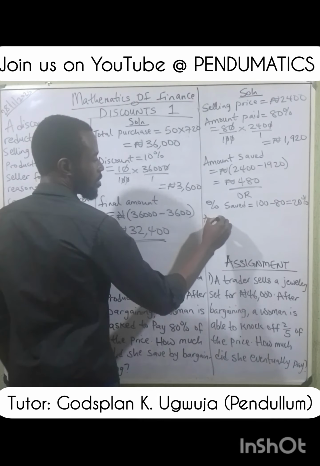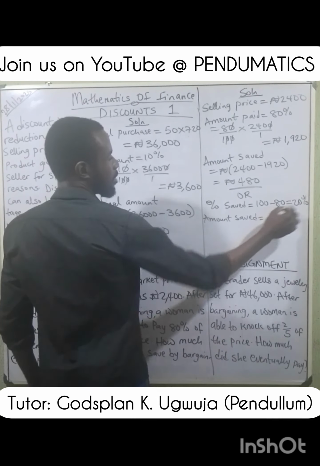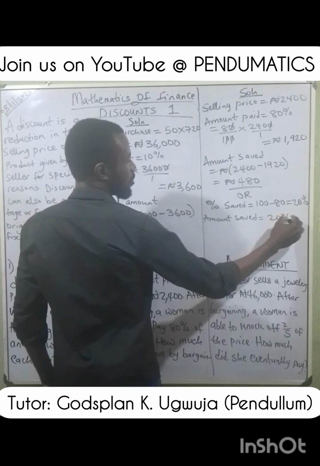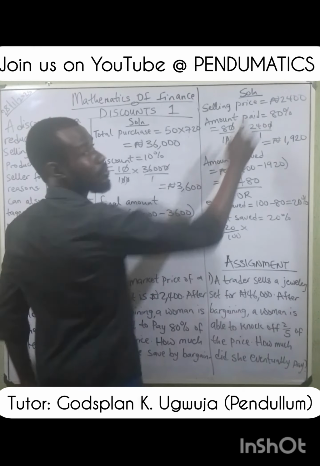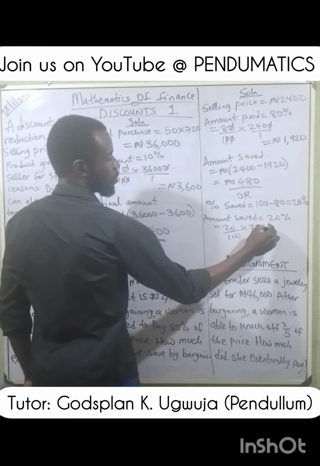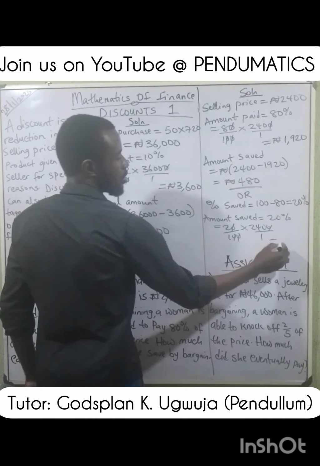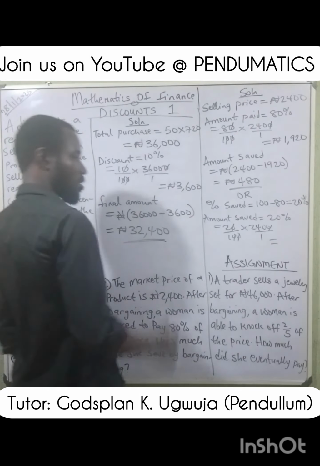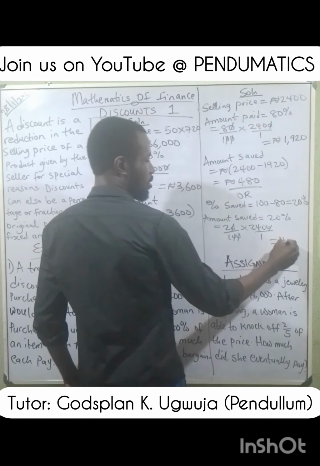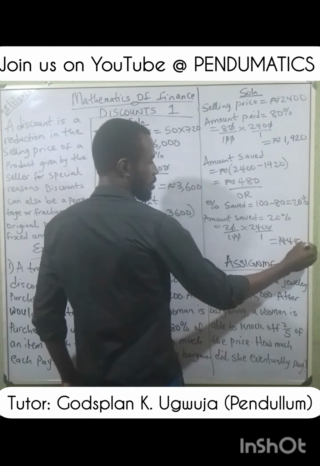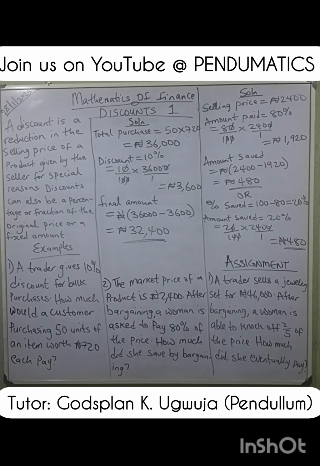So amount saved, remember, is still 20%, which is 20 over 100 times the selling price, 2,400 over 1. This 0 can cancel this, can cancel this. 240 times 2 is 240, that's 480. 480. So you can see basically the same thing.